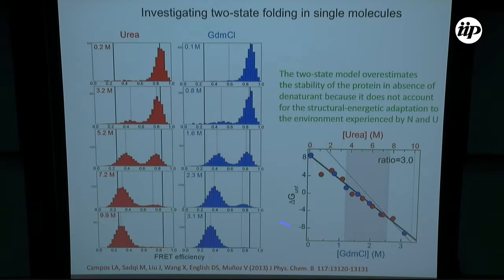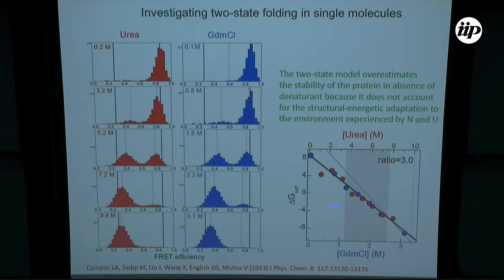So what this plot shows is the delta G of unfolding, calculated by integrating the areas of those two peaks, calculating the probabilities from their populations, and then converting into free energy. Those are the dots, and the line is the fit to it. And the thin black line is what you would assume from the bulk analysis.